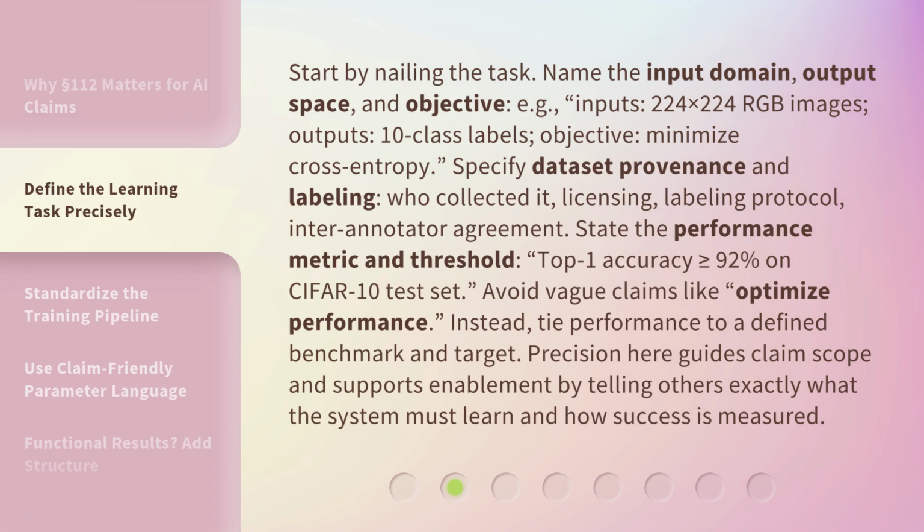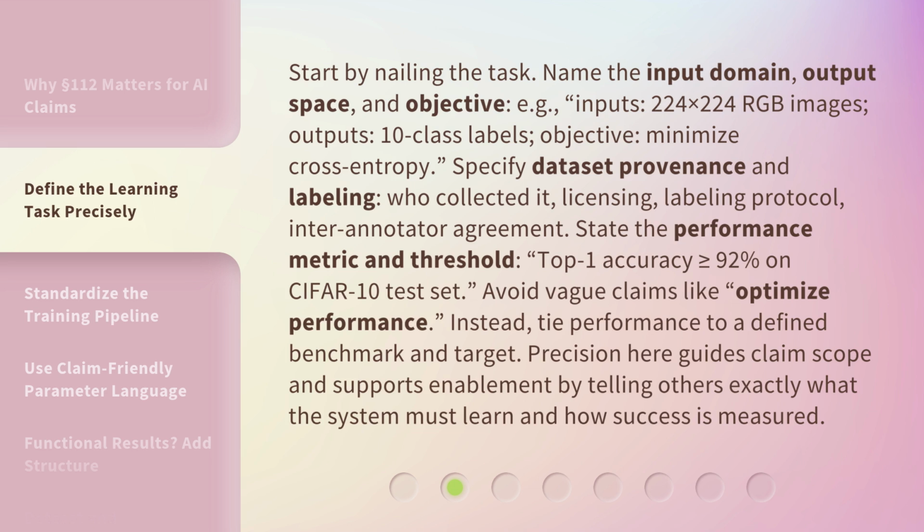Start by nailing the task. Name the input domain, output space, and objective, e.g. Inputs: 224 × 224 RGB images. Outputs: 10 class labels. Objective: minimize cross-entropy. Specify dataset provenance and labeling. Who collected it? Licensing. Labeling protocol, inter-annotator agreement.